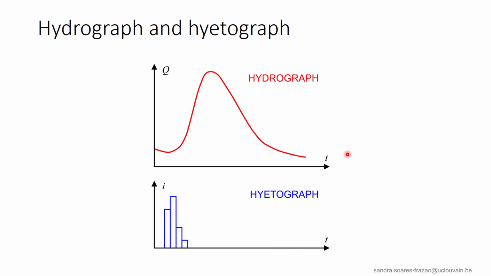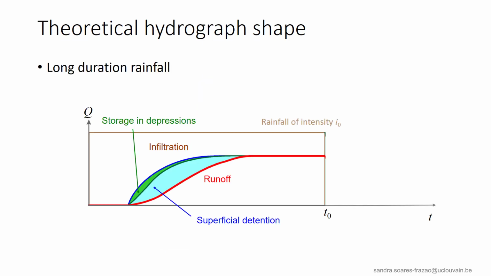To establish such a function, we first need to identify the different components of a hydrograph in order to keep only the part related to runoff that is caused by the net rain. To explain this, let us consider a long-duration rainfall with a constant intensity I0 over a time T0.